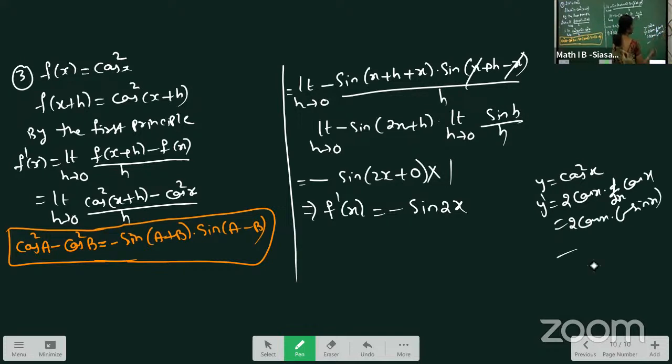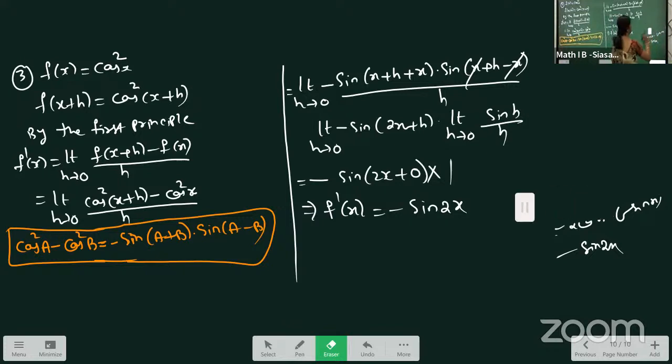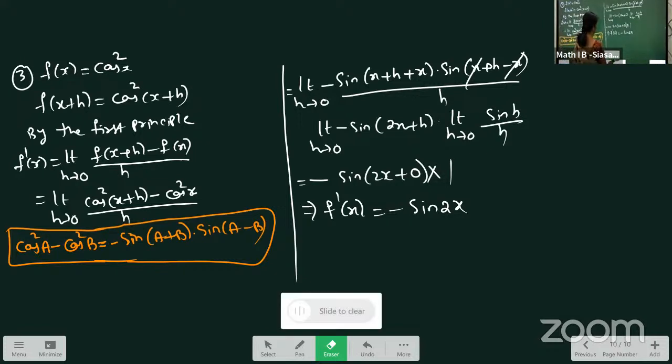So minus as it is, 2 sin A cos A is sin 2A. So here also the same, f dash x is equal to minus sin 2x. Like this is how you have to simplify. Here the main thing is applying formulas, which is important. So if you want, I can give you all the formulas aside. I will give the formulas now.